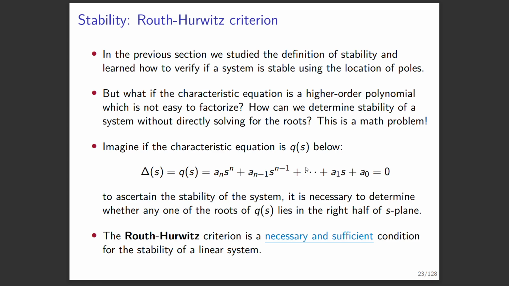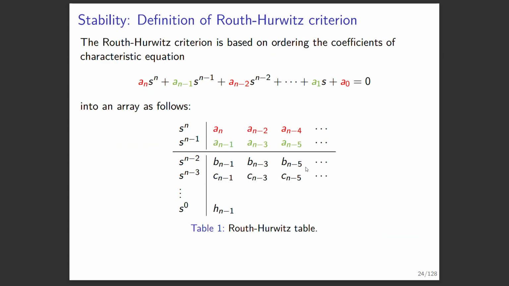How would you determine, without using your calculator, how many of your poles are on the left-hand side and how many of them are on the right-hand side? That's what Routh-Hurwitz is trying to do. So this is how Routh-Hurwitz works. This is the definition. You have a polynomial. You first need to populate this table, which is called the Routh-Hurwitz table.